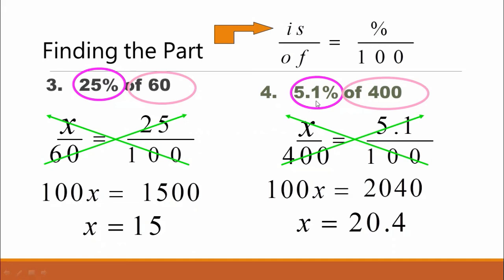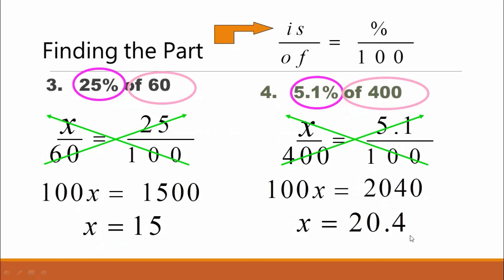Now 5.1% of 400 is what number? Part is missing. Part is unknown in this example. So part divided by whole: the whole is 400, part is unknown, and 5.1% means 5.1 divided by 100. Now using cross multiplication, 100 multiplied by x equals 400 multiplied by 5.1, we obtain 2040. Since 100 is connected with the unknown, dividing both sides by 100, we obtain x is equal to 20.4.